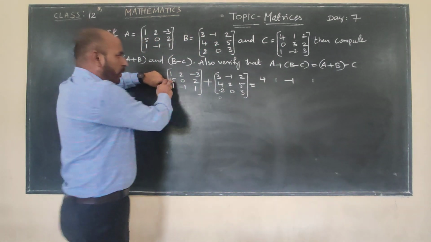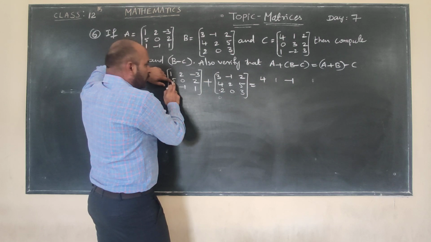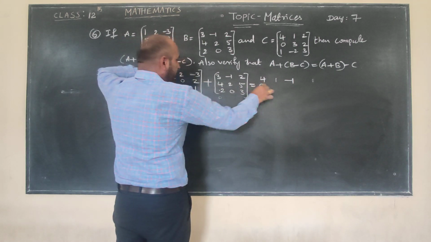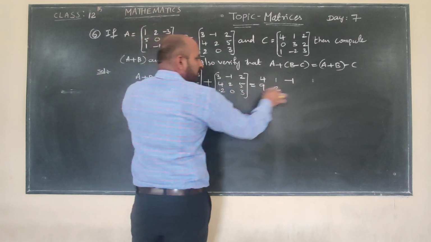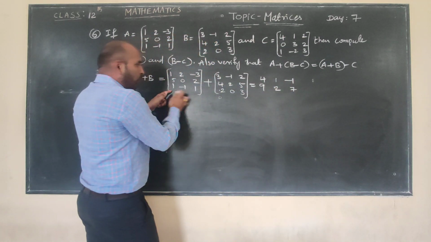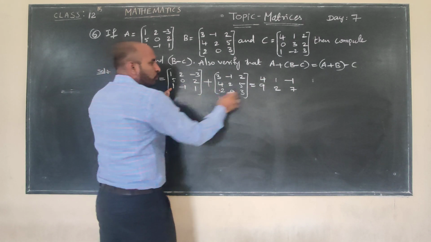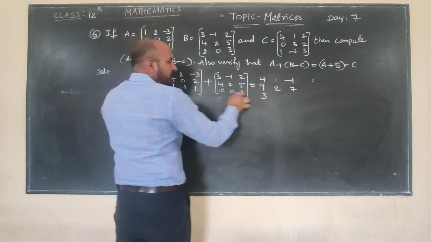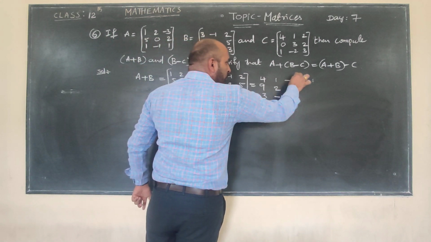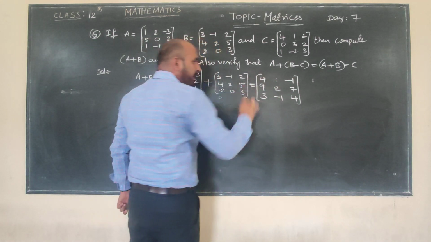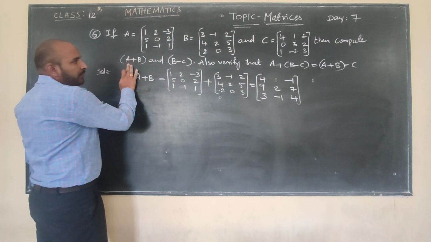Next, the second row elements must be added. 5 plus 4, 9. 0 plus 2, that is 2. 2 plus 5, 7. Next, third row elements, same positions must be added. 1 plus 2, that is 3. Minus 1 plus 0, that is minus 1. 1 plus 3, 4. So it is a 3 by 3 matrix. So next, A plus B completed.